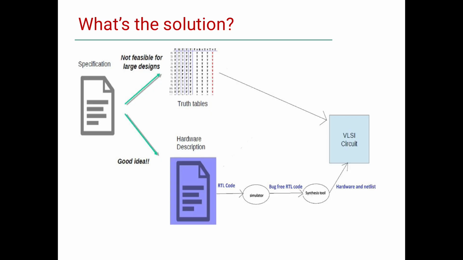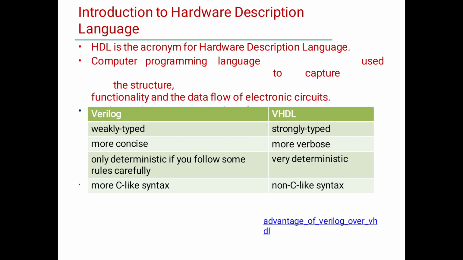Next, the solution. We need a specification. If a truth table is not feasible for a large design, a good idea is hardware description. Every time we need a hardware description in order to establish a chip. So, RTL code. Next, a simulator. If it is bug free, we will use a synthesis tool. And finally, the hardware netlist is created. Netlist is nothing but the interconnections and gates that we are using for the chips.